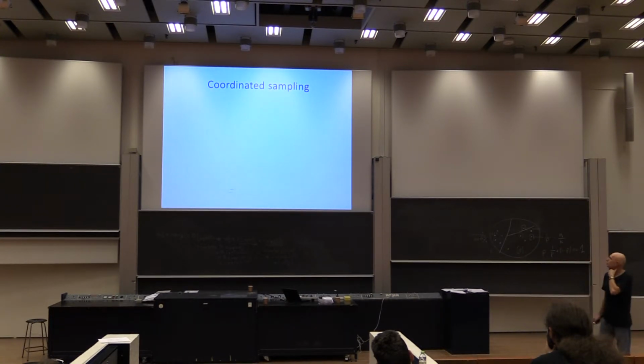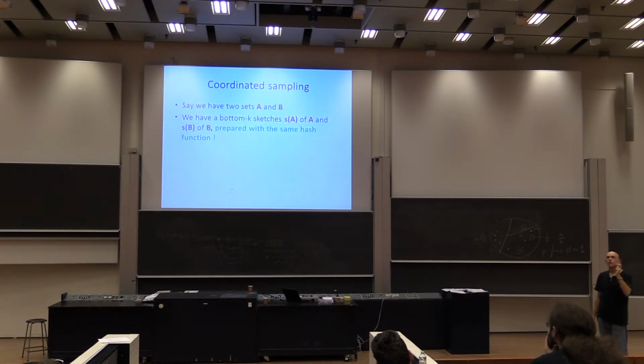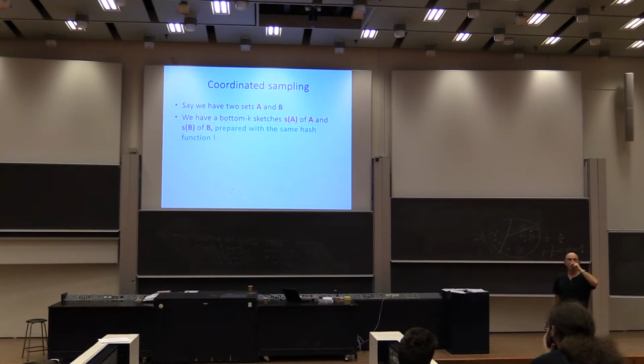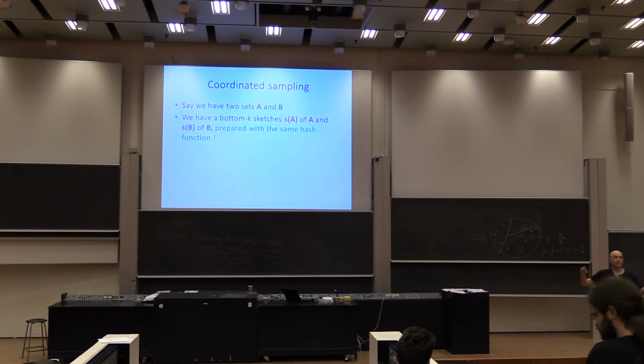We usually use it for a situation in which we have more than one set. So far I have one set which I sampled. I had a bottom-k sample, and from this bottom-k sample I wanted to estimate a certain subset. In many situations you have more than one set. The sets are from the subset of the same global universe.